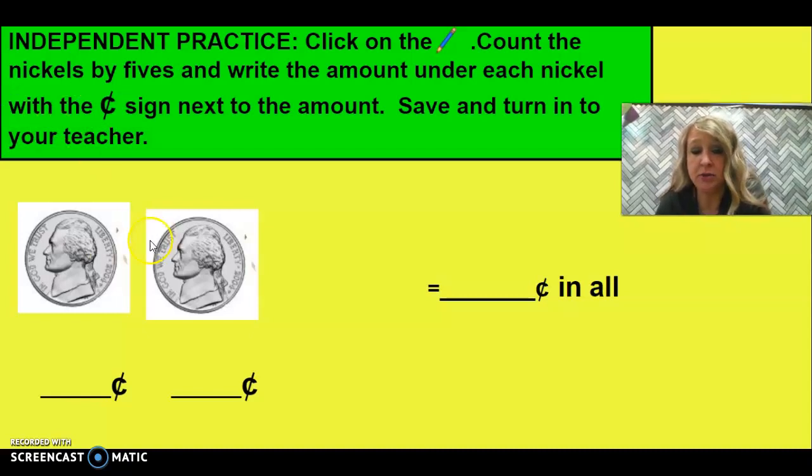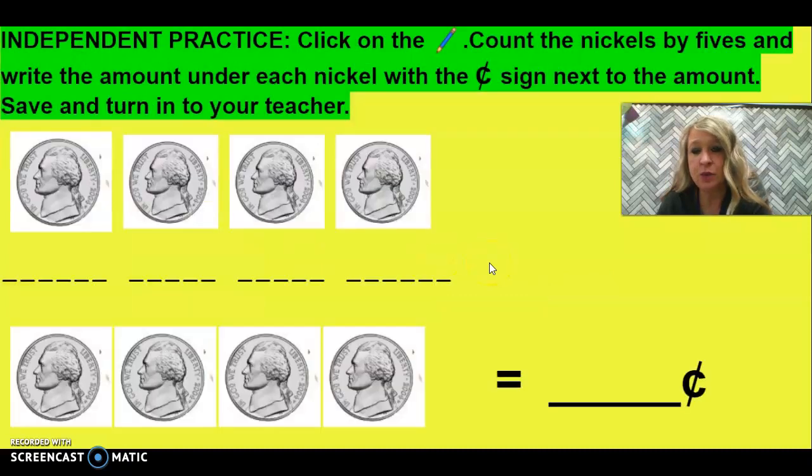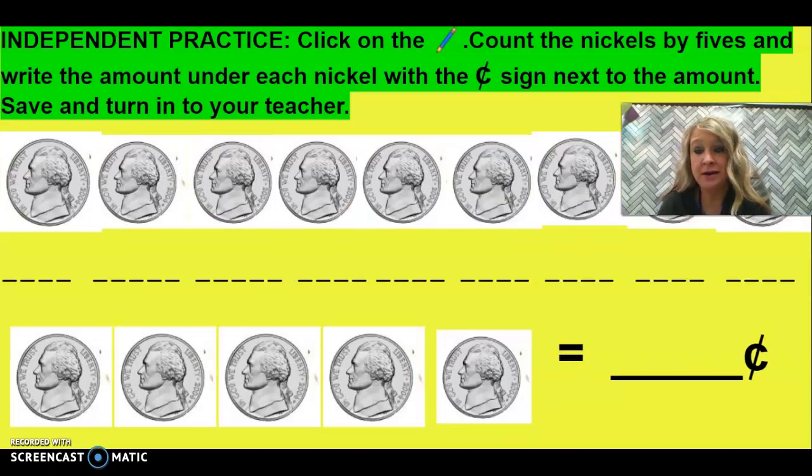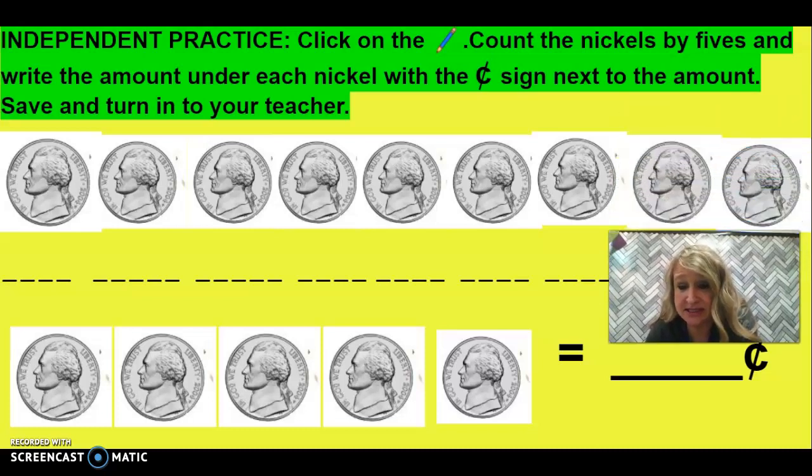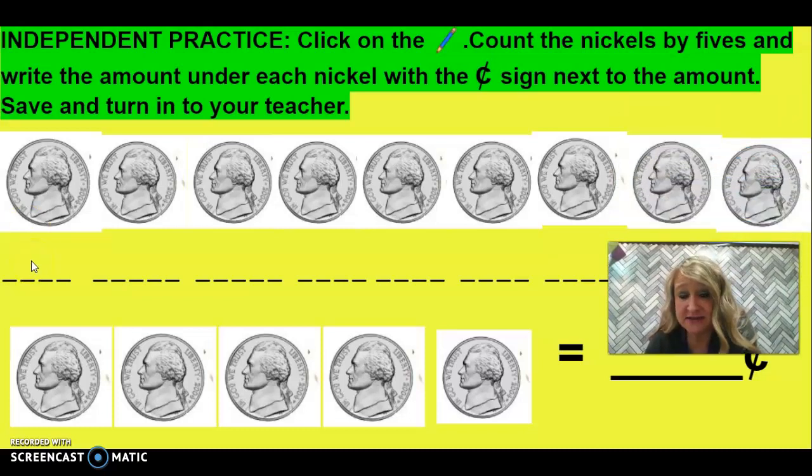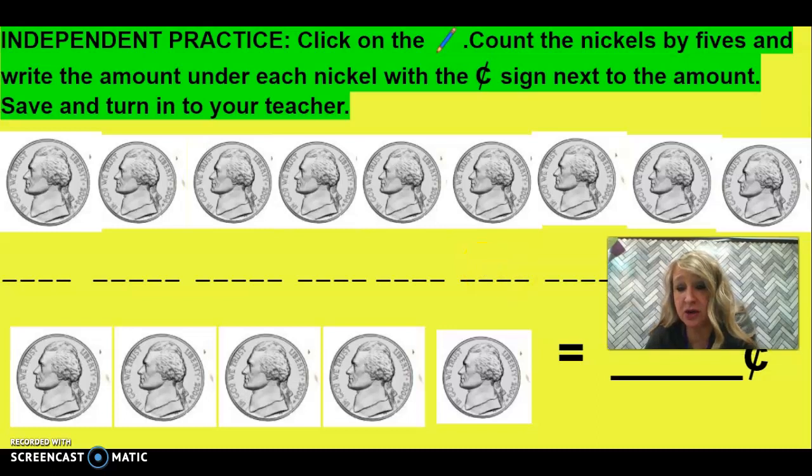We want to know how much 2 nickels are worth in all. Then we want to know how much 8 nickels are worth in all. And then we want to know how much 14 nickels are worth. You are going to count 14 nickels by fives. Under each one, you're counting by fives. 5, 10, 15. Okay, and you're going to write that amount underneath each nickel.